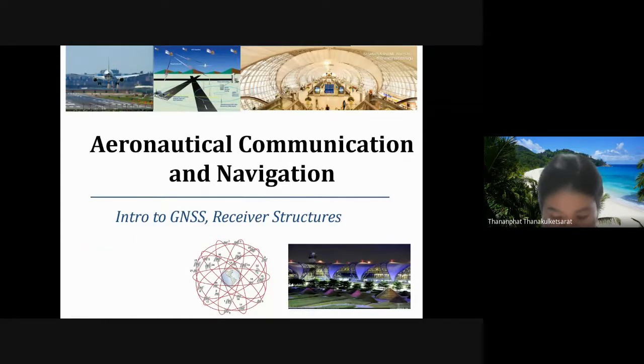Okay, so the topic that we are looking at today is called Introduction to GNSS and also receiver structure, okay, and also some basic information.